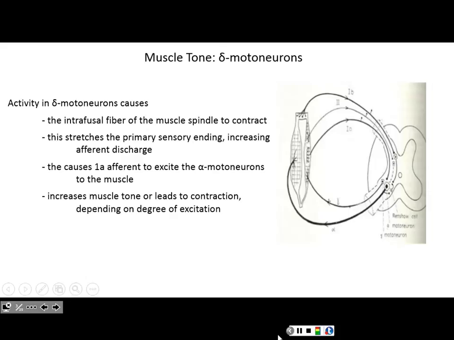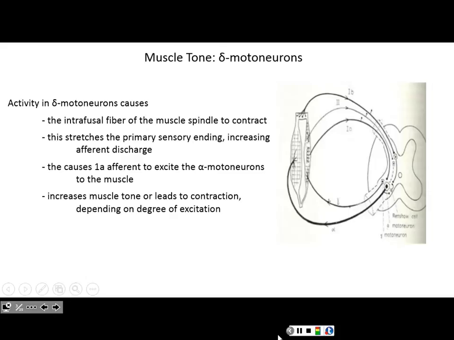Now, the gamma motor neurons play a significant role in muscle tone. If you have activity in a gamma motor neuron, you're going to cause some contraction of that intrafusal muscle fiber, okay? And that's going to stretch that primary sensory ending. The primary sensory ending is going to send its information back to the spinal cord. It's going to act on an alpha motor neuron, and it's going to increase the excitation state of that alpha motor neuron, okay?